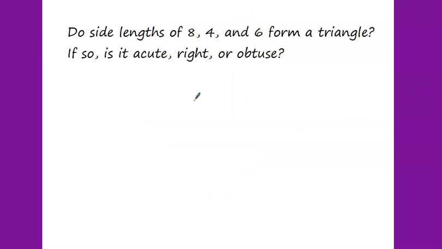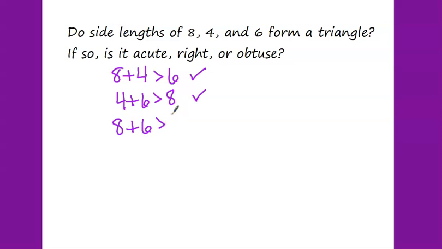Here we're talking about the sides of a triangle and whether they can form a triangle. When we have the 3 sides, any 2 of those need to be larger than the third side. So if I do 8 plus 4, that needs to be larger than 6, which it is. 4 plus 6 needs to be larger than 8, which it is. And 8 plus 6 needs to be larger than 4, which it is. So because it worked for all 3 combinations there, this is a triangle.